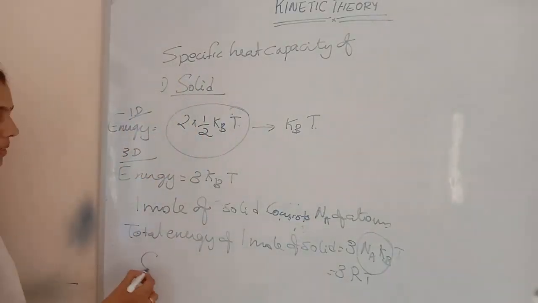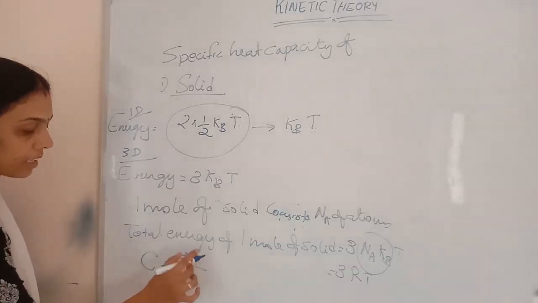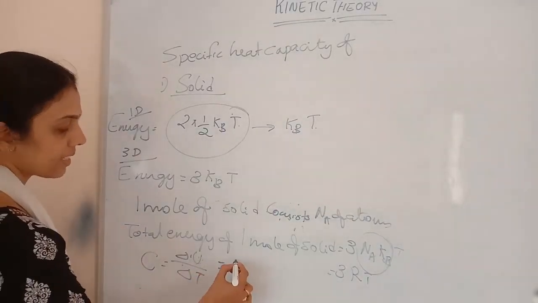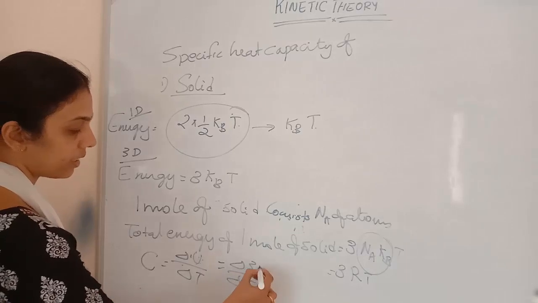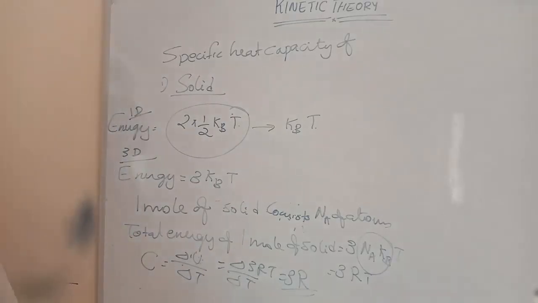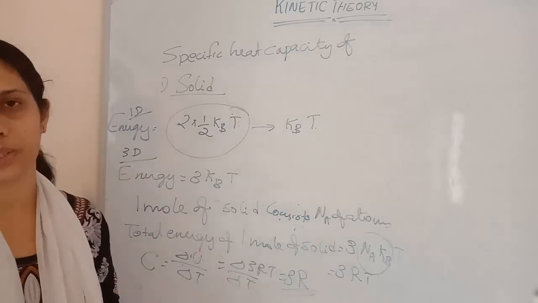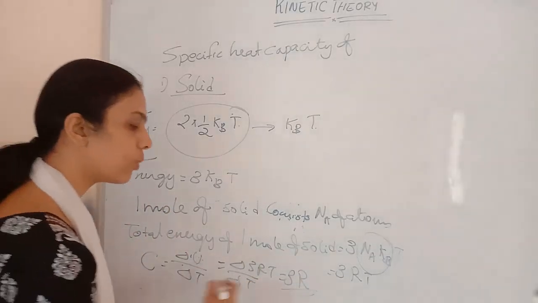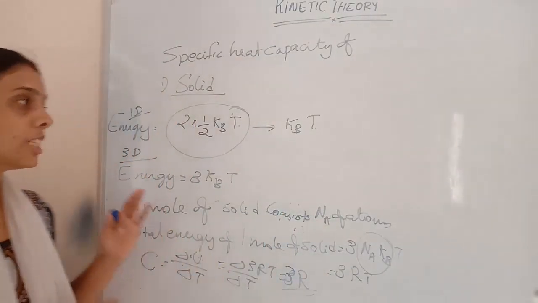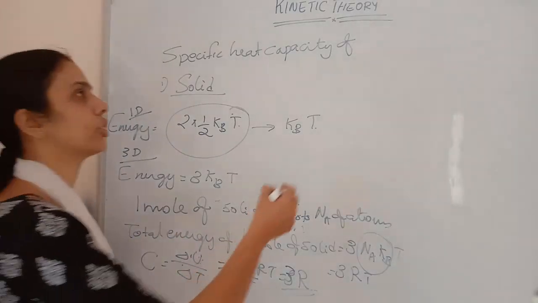Now how will we find out the specific heat capacity? Delta Q divided by delta T, that is dou U by dou T, the total internal energy divided by temperature. So we will get it as d by dT of 3RT, so it will be equal to 3R. This is the specific heat capacity of 1 mole of solid, 3R. So it will be a constant. 3 is a constant, R is also a constant. So specific heat capacity of solids will always remain constant, in a 3-dimensional way.